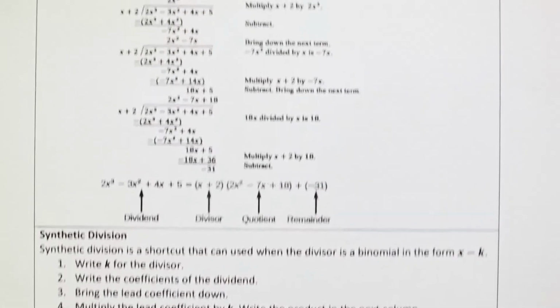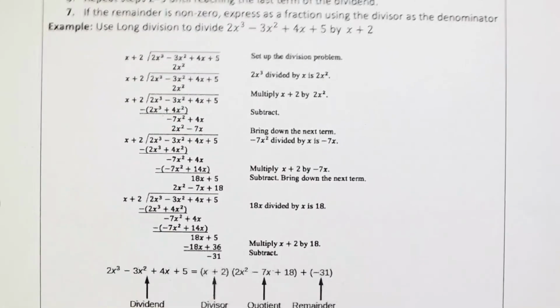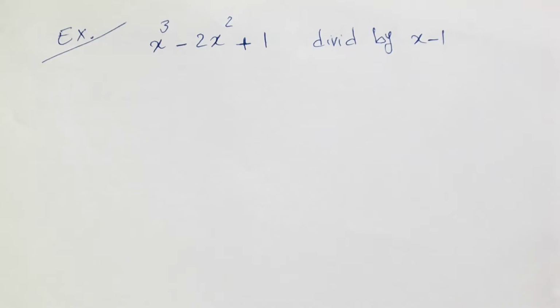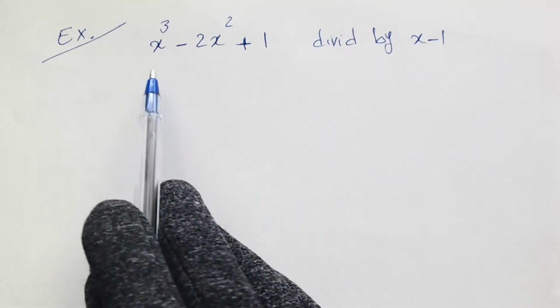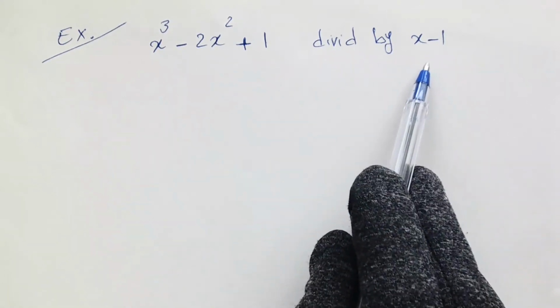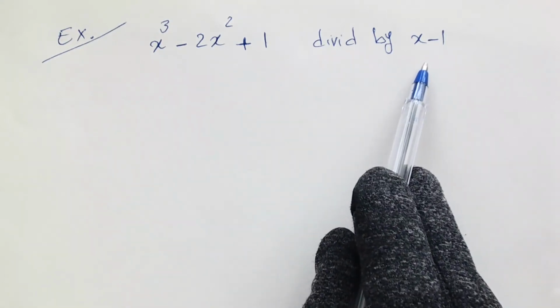For long division, the first one, you see we have an example, and step by step you see how we can divide the polynomial by a binomial. I will solve an example to show you all steps. Let's divide x cubed minus 2x squared plus 1 by x minus 1 using long division.